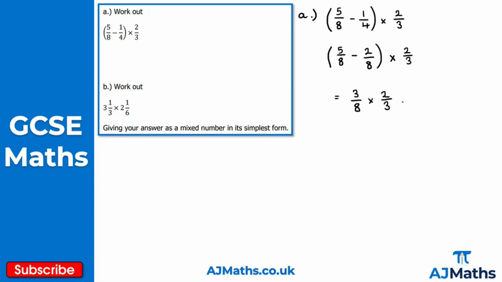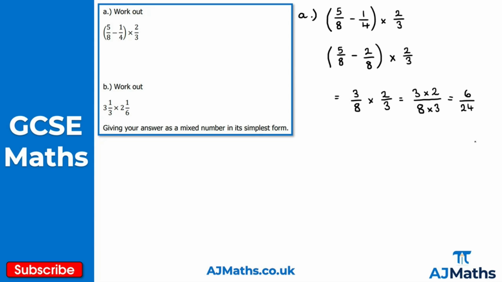Okay. So now what we're doing here is multiplying these fractions together. Remember, we multiply the numerators together. So I'm going to get 3 times 2. It will all be over 8 times 3. Well, 3 times 2 is 6. We get 6 there for the numerator. For the denominator now, 8 times 3 would give us 24. We get 6 over 24.